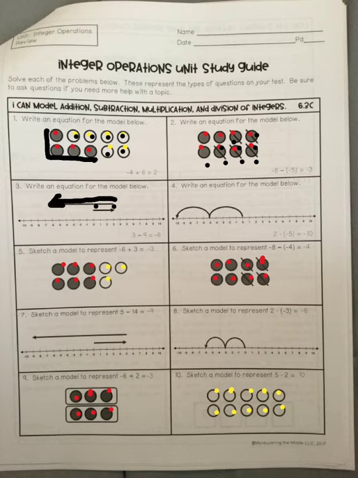Here we have 2 jumps of -5 in this direction, and we end up with -10. Remember, a positive times a negative is going to give you a negative. Sketch a model to represent -6 plus 3. Well, here's our -6, and then we added to that 3, which is here, and -6 plus 3 is -3 because I have a larger negative number than a positive.